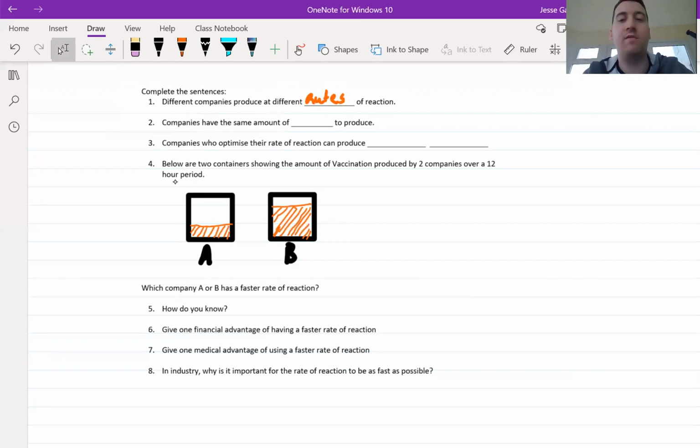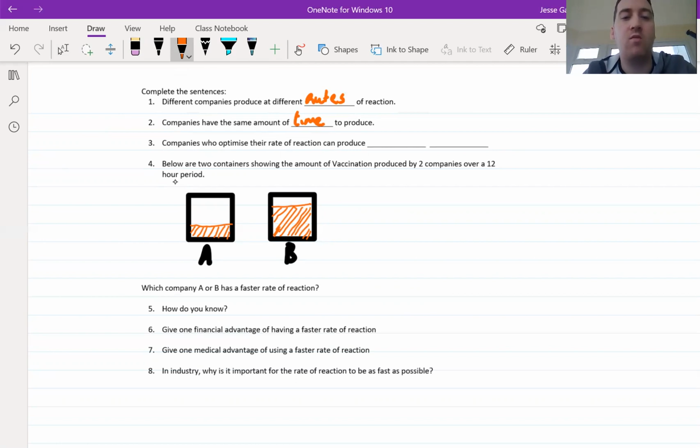A reminder, you should be writing full sentences. You shouldn't be just writing down the missing word. The whole idea is to get you better at writing sentences, better at writing science. Okay, companies have the same amount of something to produce. Well, you might have put product in there, and that's not necessarily true. Not every company is going to produce the same amount of product. What they do have the same amount of is time, and everybody's got the same amount of time. It's how you use the time that's important. Companies have the same amount of time to produce.